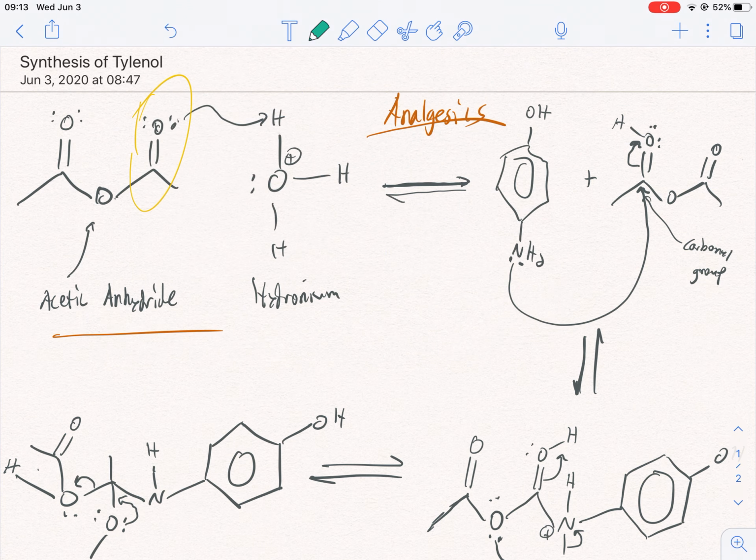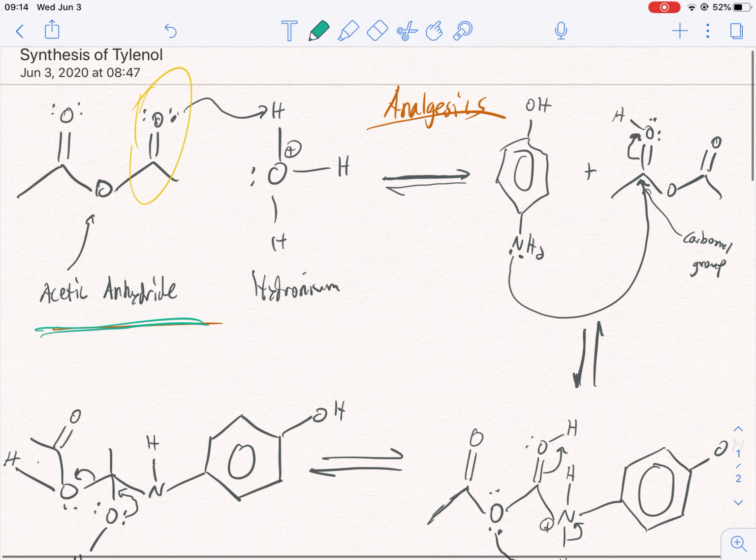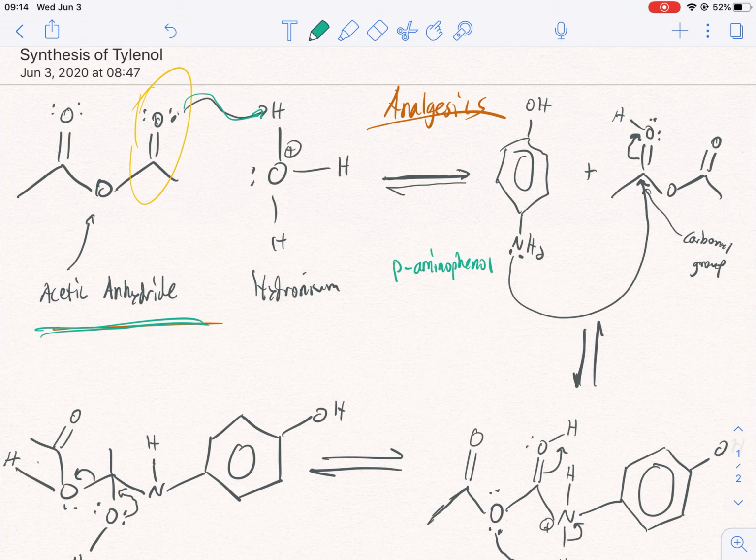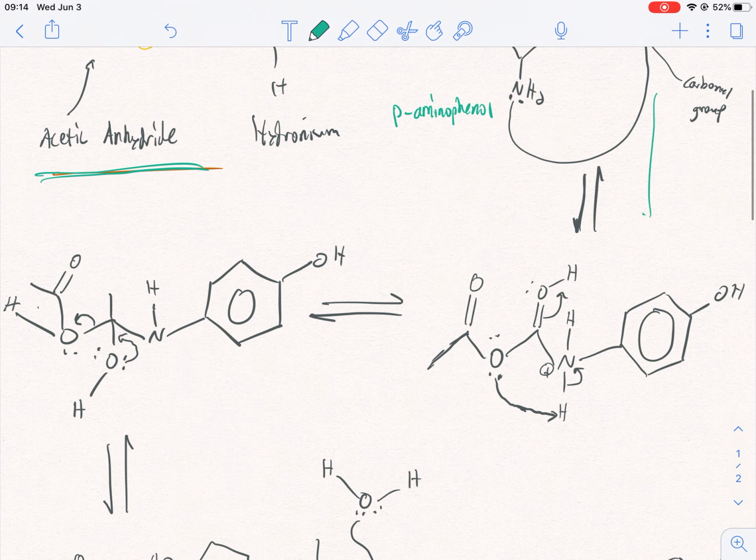All right, so we got our acetic anhydride here. One of the oxygen's lone pairs from the acetic anhydride will come and attack a hydrogen, pull it off, deprotonate the hydronium from solution. Then, in solution, we have para-aminophenol and our activated acetic anhydride. Para-aminophenol attacks the carbonyl group of acetic anhydride, moving these electrons onto the oxygen. Now we're here.